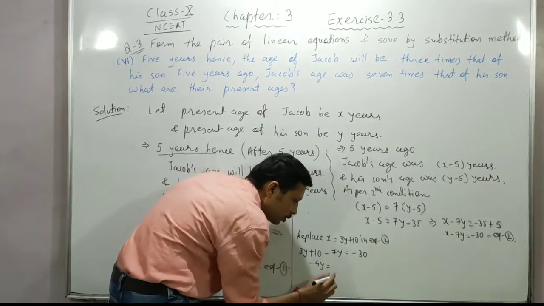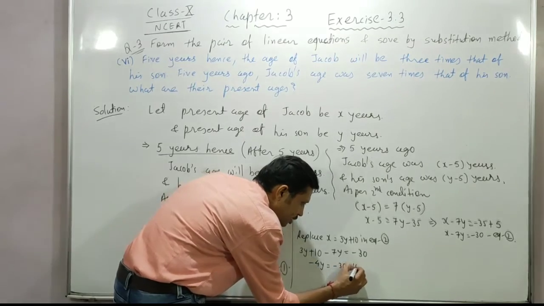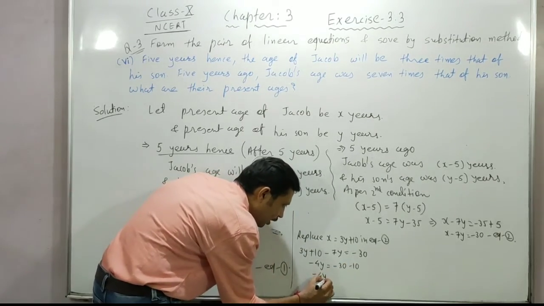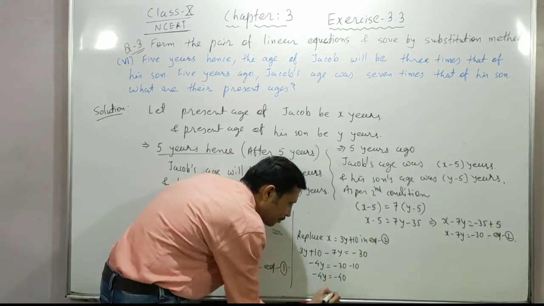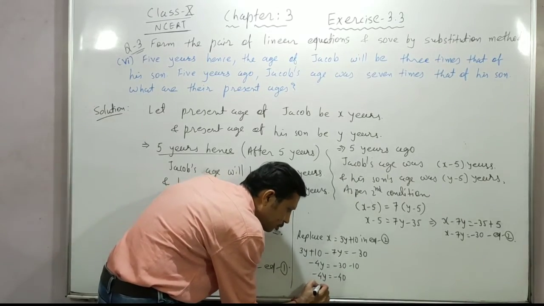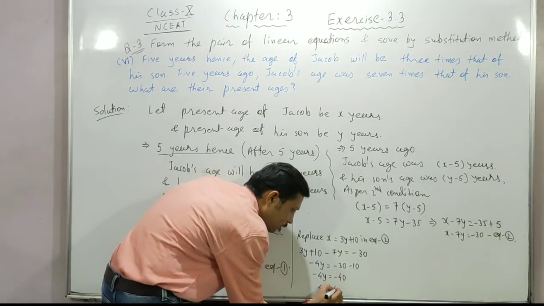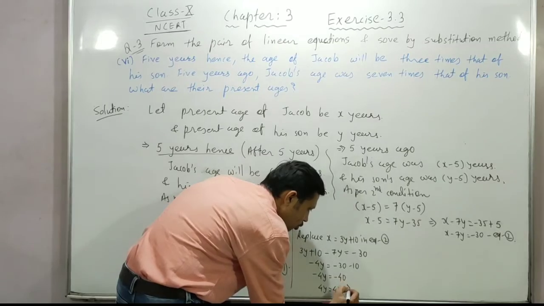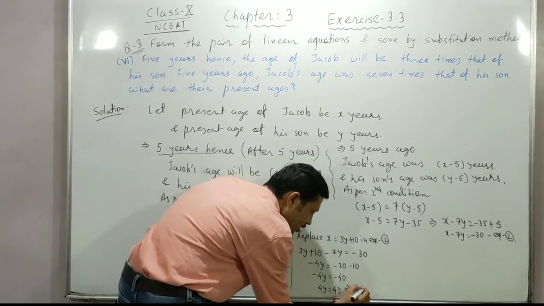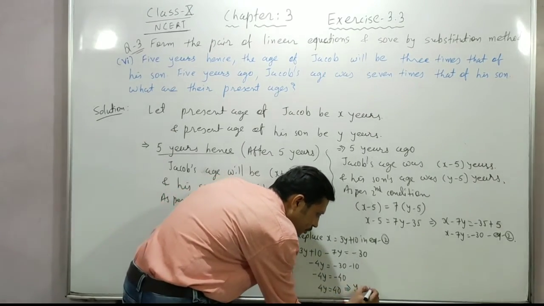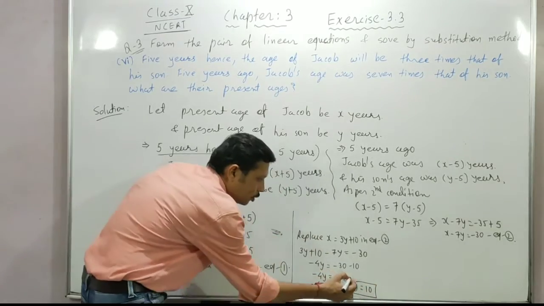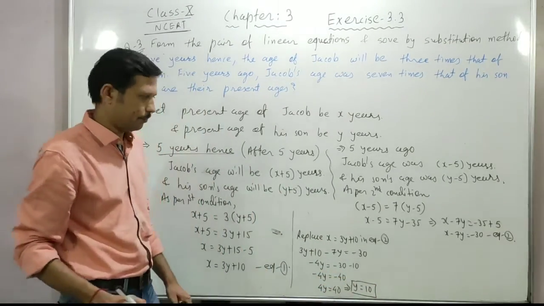That is equal to, 10 goes to right side, so minus 30 and minus 10. So minus 4y is equal to minus 40. Okay, both sides negative. So 4y is equal to what? 40. So y is equal to, 4 goes to the denominator, 40 divided by 4. So the value of y we get is 10.